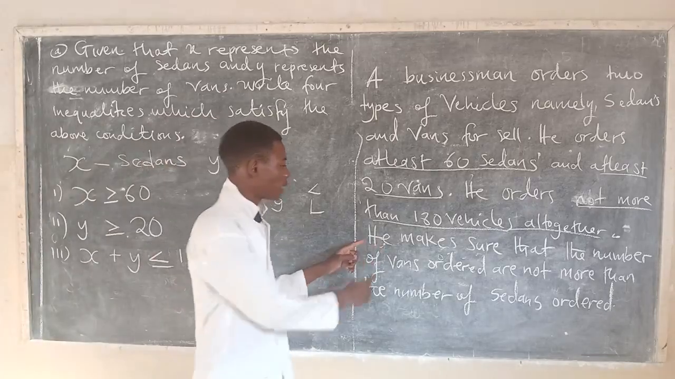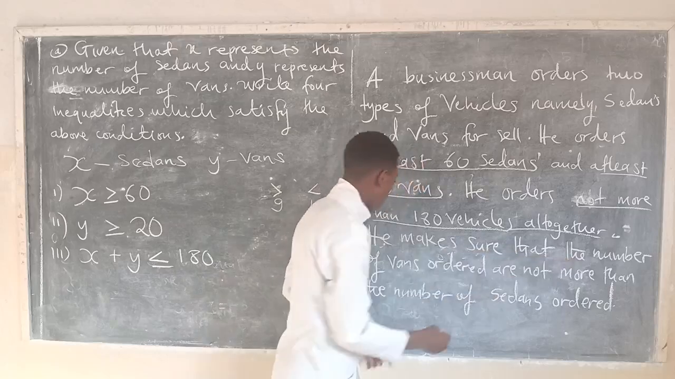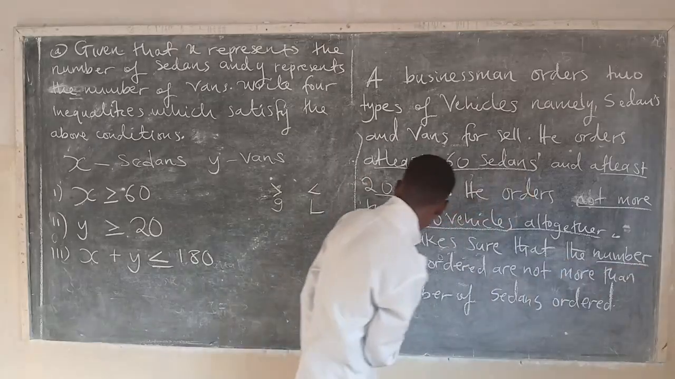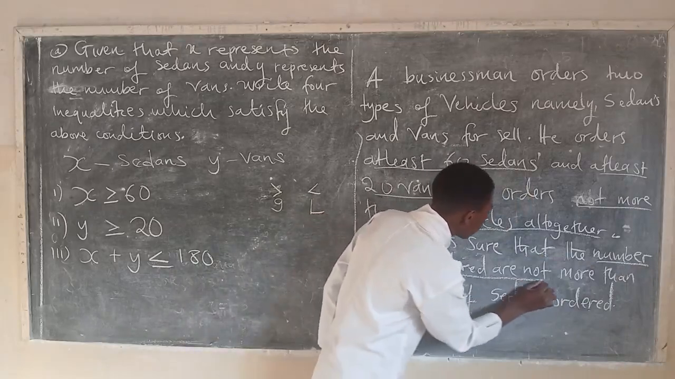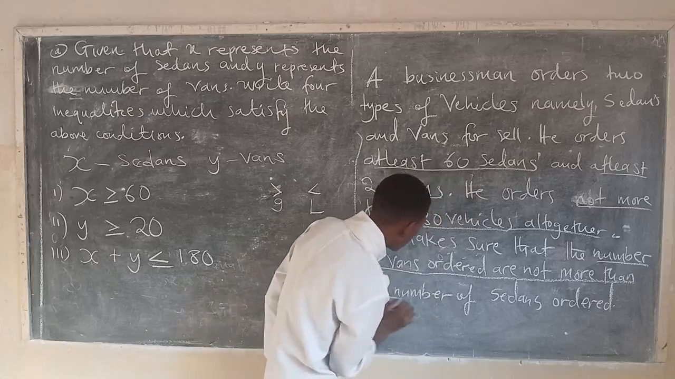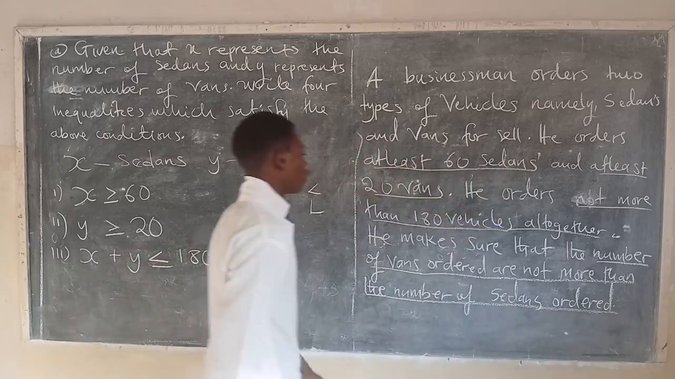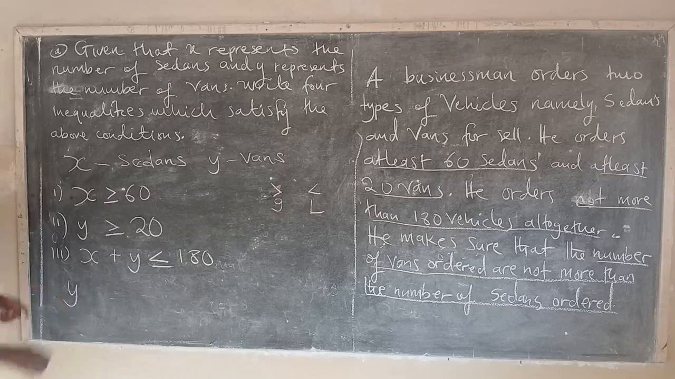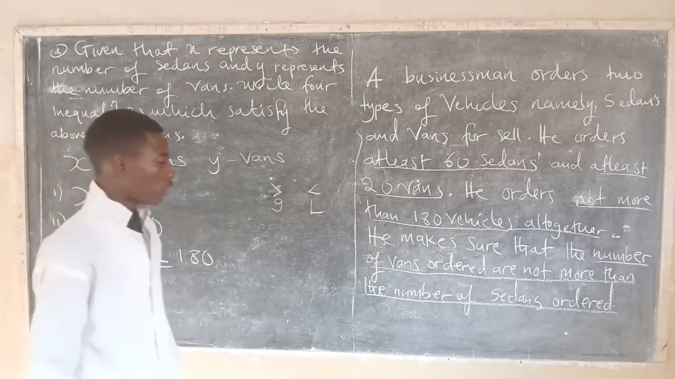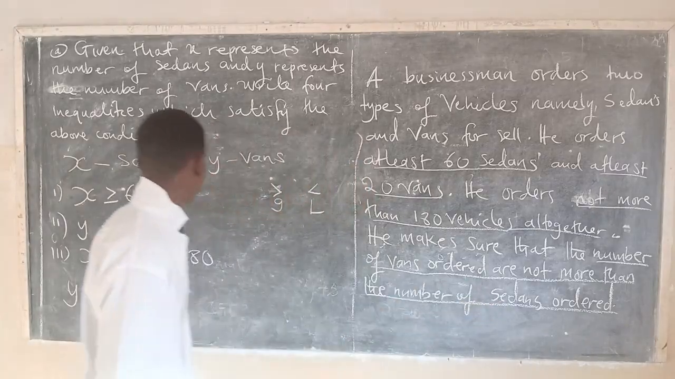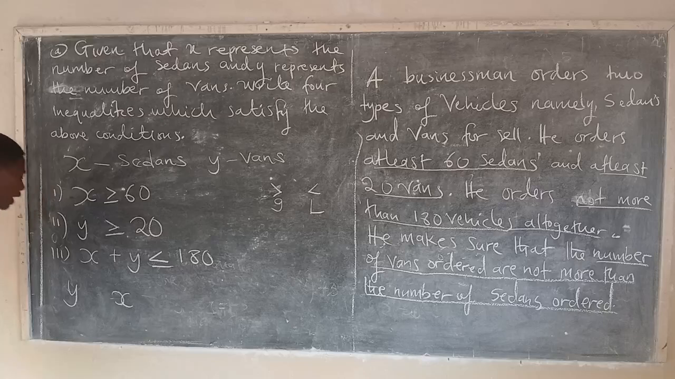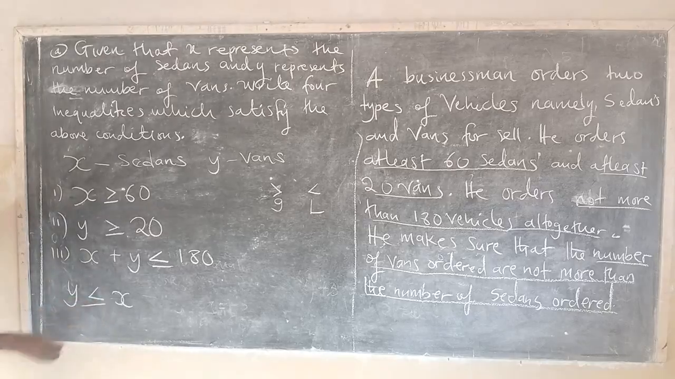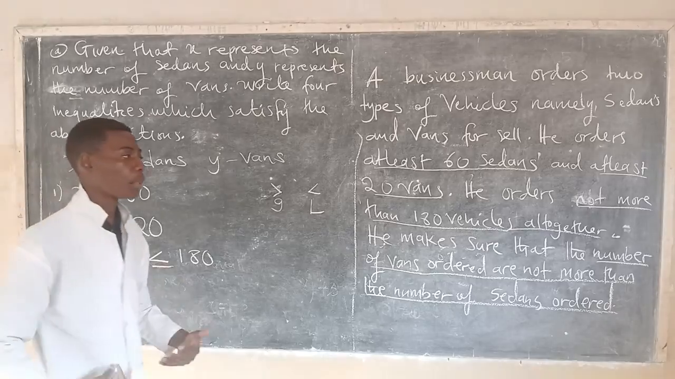So upon identifying that, we go to our last inequality. It says he makes sure that the number of vans ordered are not more than the number of sedans ordered. The first part of the condition says vans, so first we write Y. We have not been given any number. So we have the vans, Y, then sedans, we write our X. So we have Y and X. Not more than means less than or equal to. So that is how we come up with inequalities.